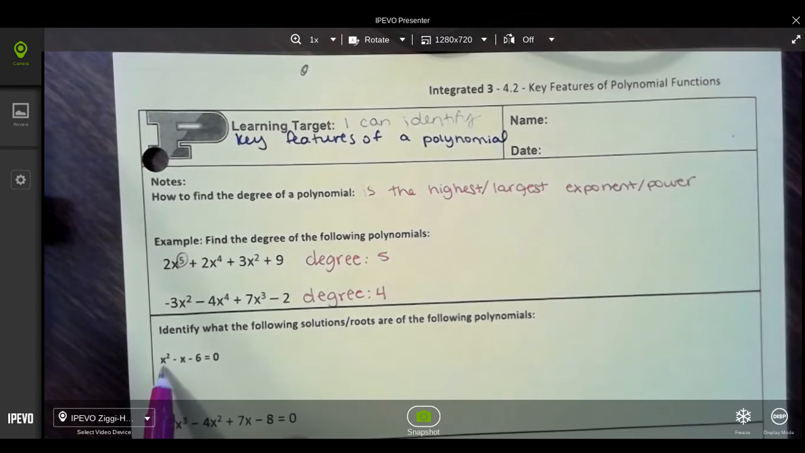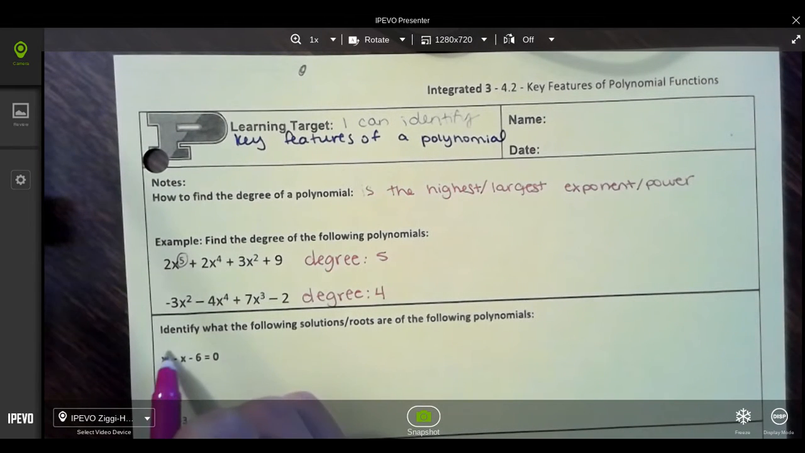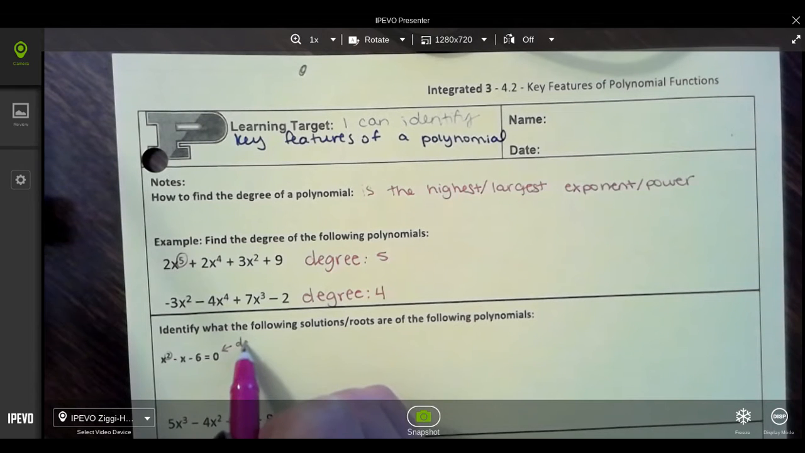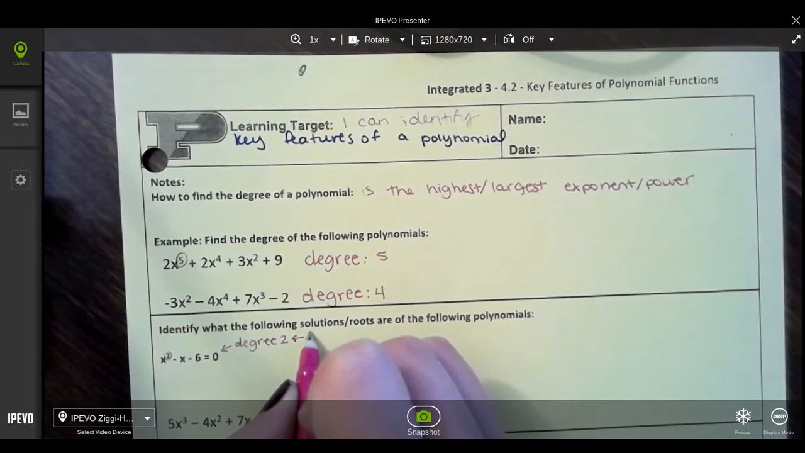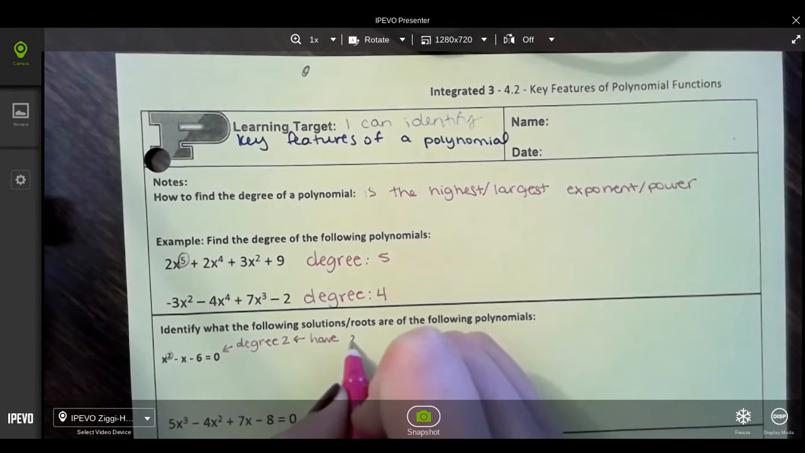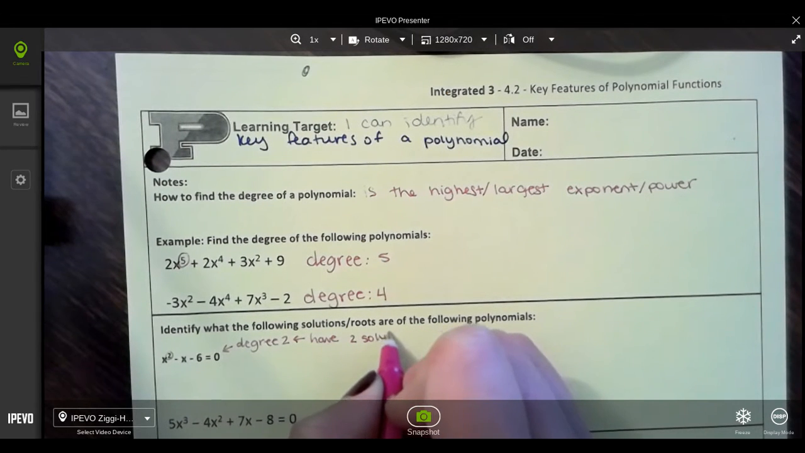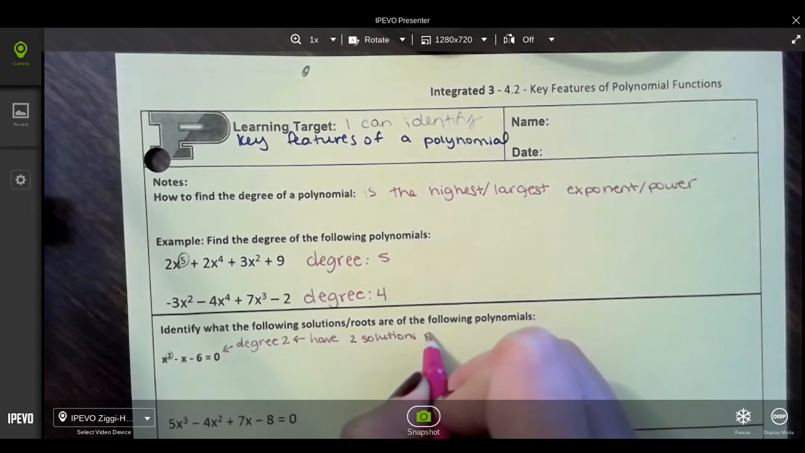Awesome. Identify what the solutions/roots are of the following polynomials. So looking at this one, I have a degree 2. So this is a degree 2, which means I'm going to have 2 possible solutions.